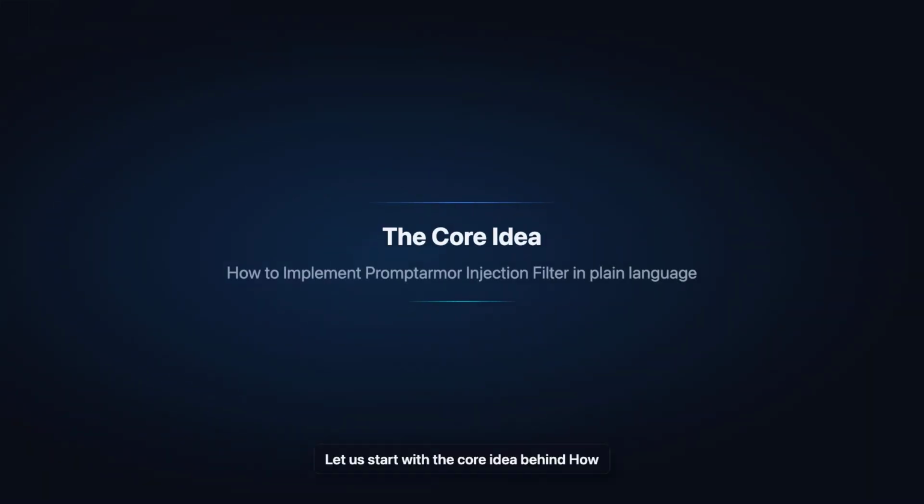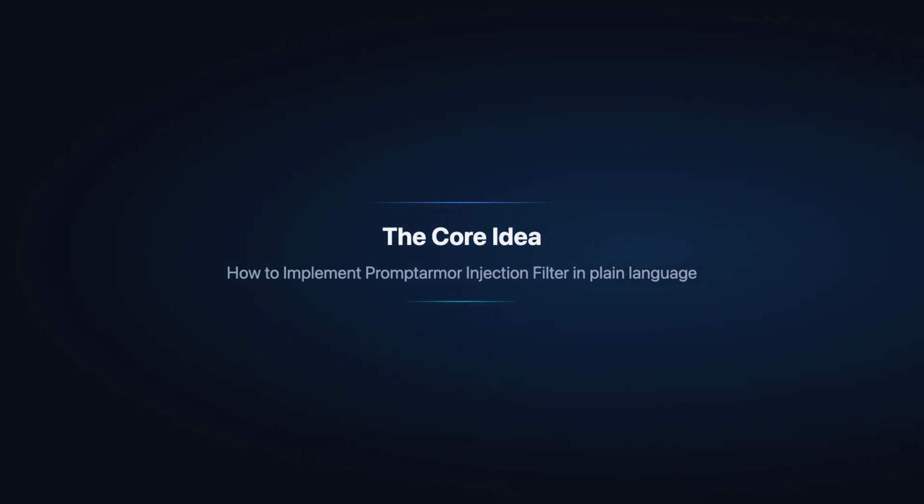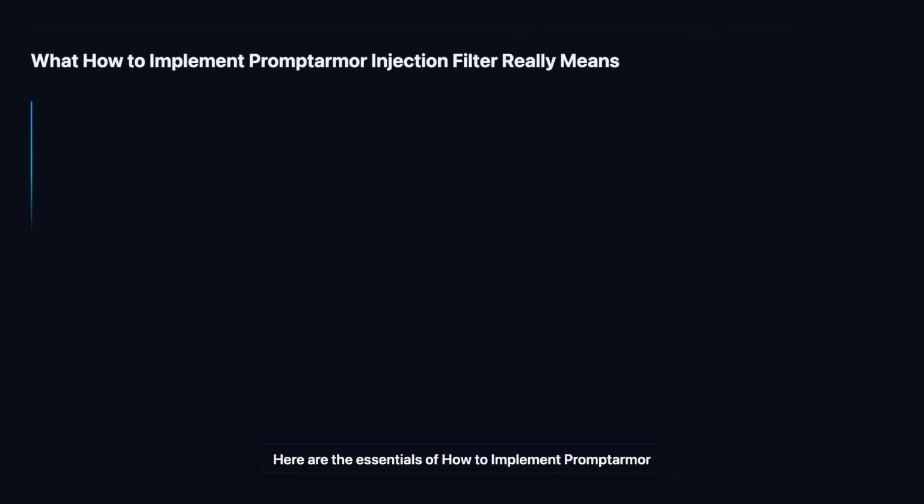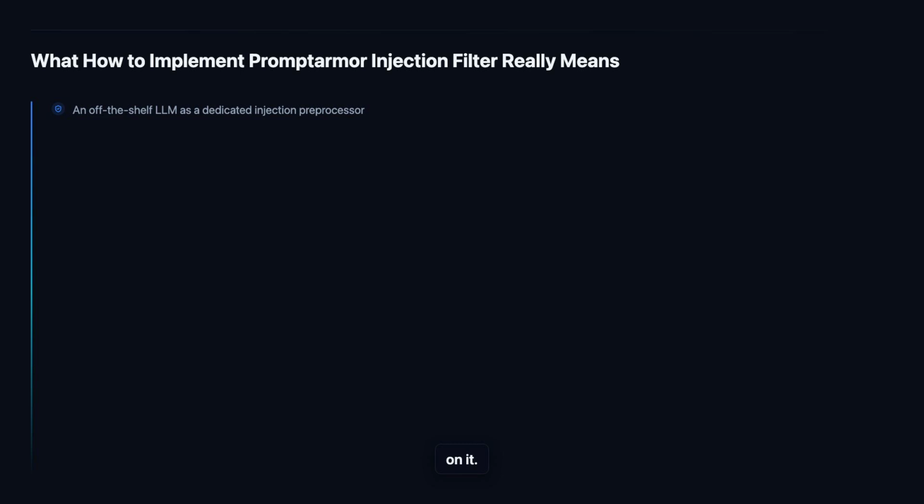Let us start with the core idea behind how to implement the Promptarmor injection filter. Here are the essentials in plain language: what it is, and why it was introduced. Promptarmor needs no fine-tuning. It places an off-the-shelf LLM, such as GPT-4o, GPT 4.1, or O4 Mini, as a pre-processing layer that screens incoming content before the agent acts on it.